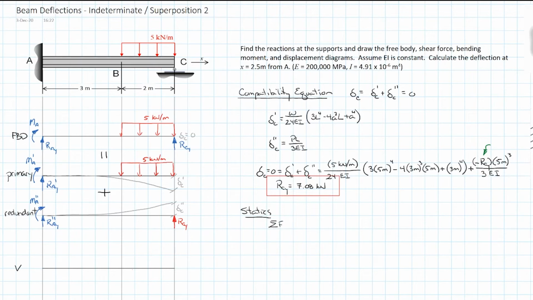We're going to start with the sum of the forces in the y direction is equal to 0, which is equal to RAY. And we're applying this to our original system. We're finished now with our primary and redundant systems. And that's 5 kilonewtons per meter multiplied by the 2 meters over which it applies, plus our RCY, which we know is a value of 7.08 kilonewtons, and allows us to come up with RAY is equal to 2.92 kilonewtons.